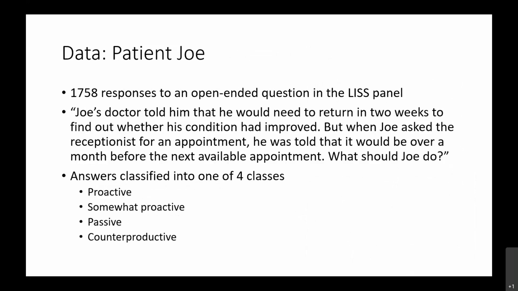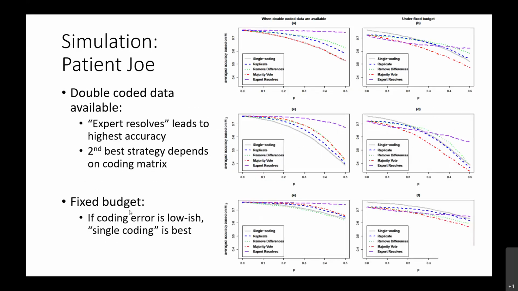Joe's doctor told him that he would need to return in 2 weeks to find out whether his condition had improved. But when Joe asked the receptionist for an appointment, he was told that it would be over a month before the next available appointment. What should Joe do? So here's a bit of a conflict, and Joe can say yes, which is a passive reaction. Joe can insist that the doctor confirm that that is okay, which is proactive. Somewhat proactive is an intermediate choice, and counterproductive is if Joe stomps off and goes the next time to an emergency room or another doctor or something.